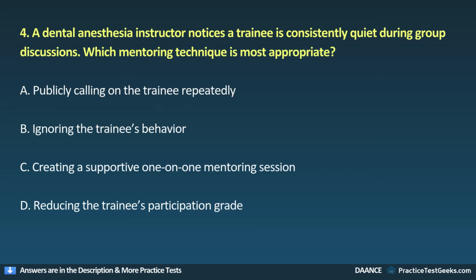4. A dental anesthesia instructor notices a trainee is consistently quiet during group discussions. Which mentoring technique is most appropriate? A. Publicly calling on the trainee repeatedly. B. Ignoring the trainee's behavior. C. Creating a supportive one-on-one mentoring session. D. Reducing the trainee's participation grade.